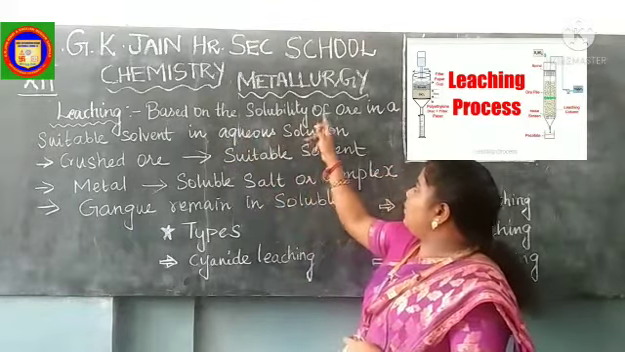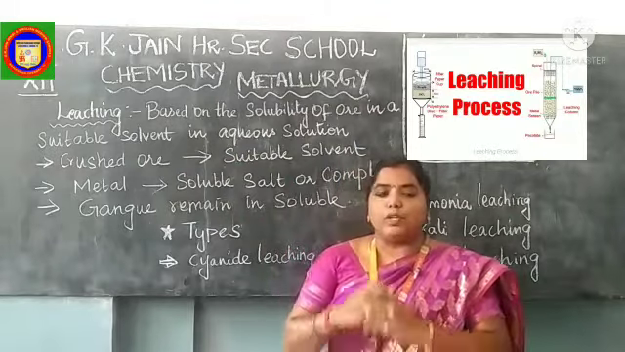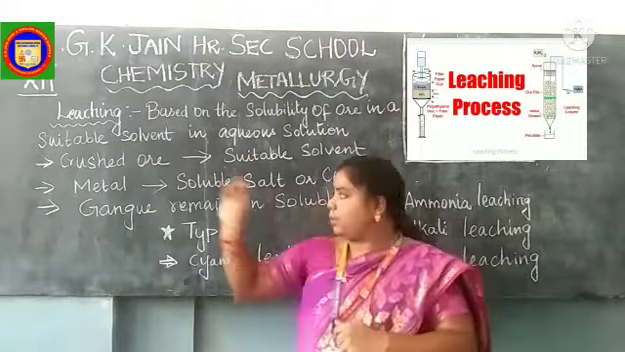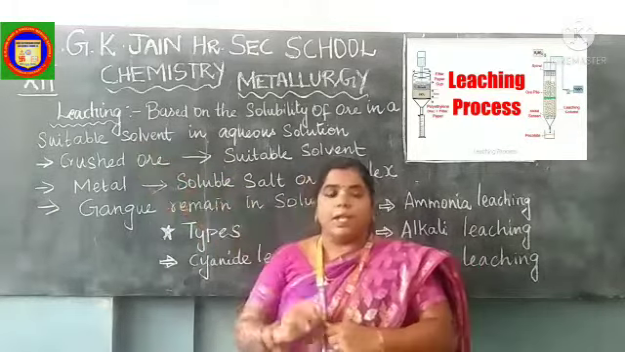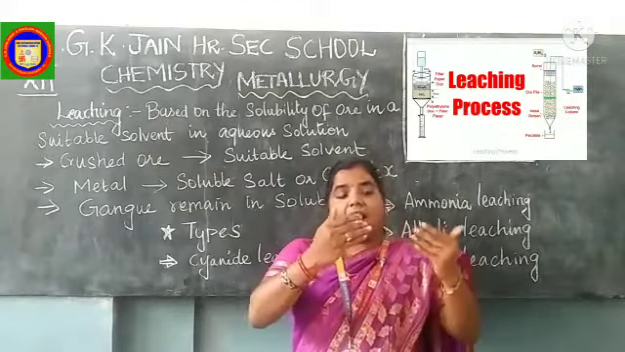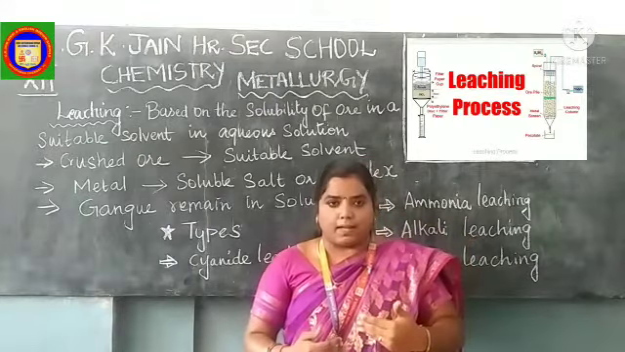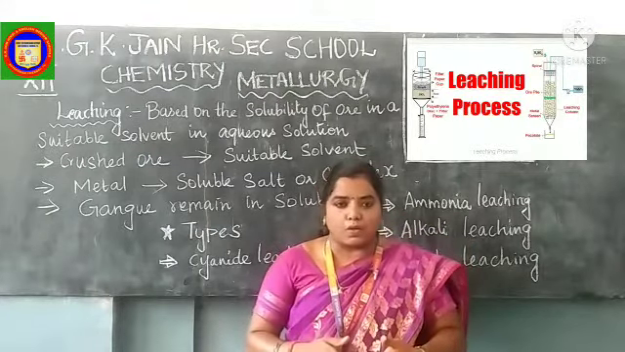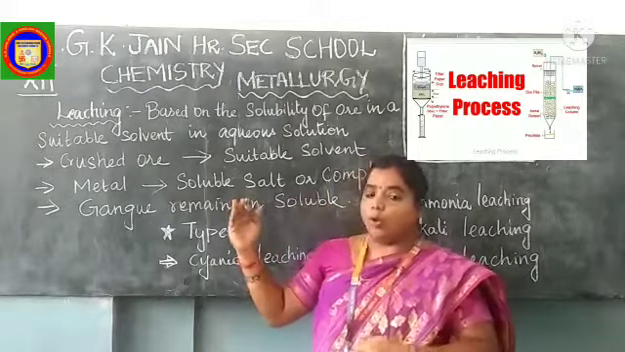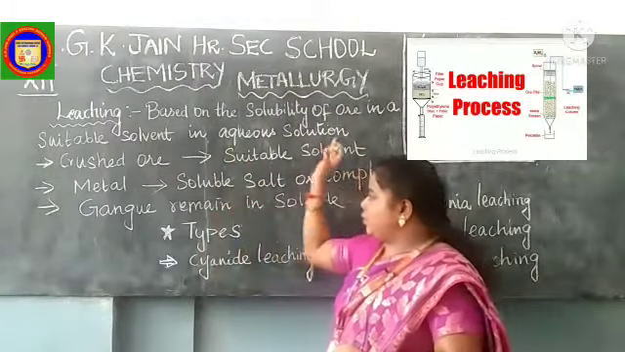It is based on the solubility of the ore in a suitable solvent. So what do we have to do? We just add a suitable solvent to the ore. Why do I prefer the term suitable solvent? Because not all solvents can dissolve the ores. We have discussed in the previous class that different ores are there, oxide ores, sulfide ores, and likewise other types. So based on the ore, we add a suitable solvent, which is in aqueous solution.